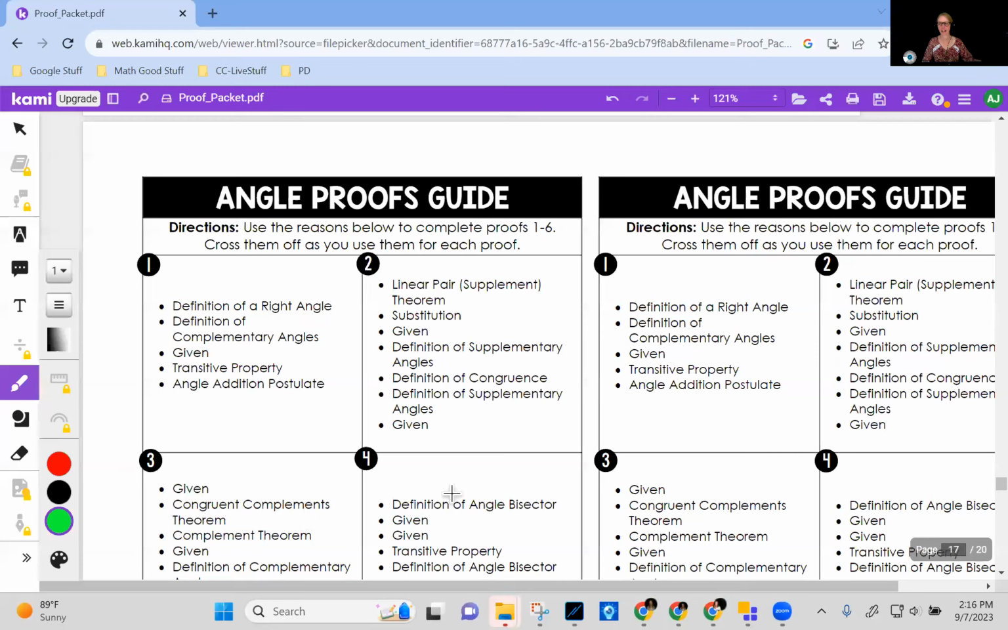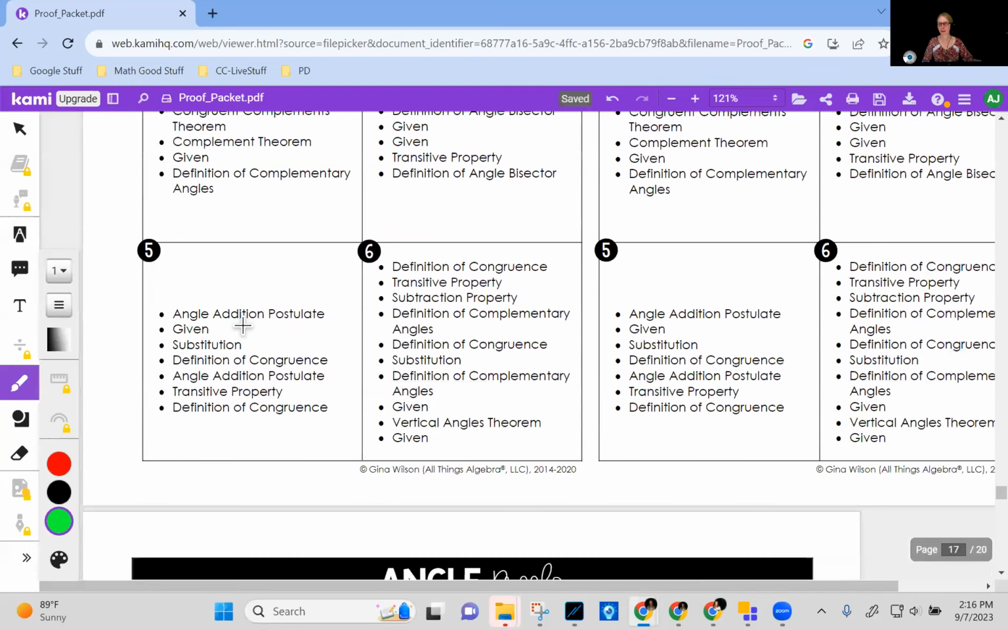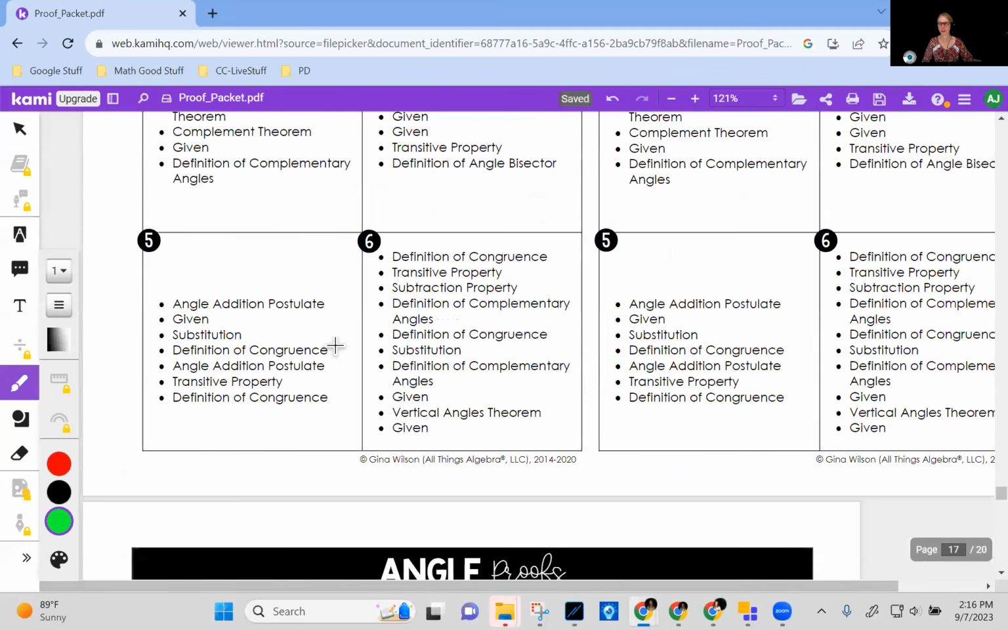Alrighty, so just like we did last time, we're going to do these angle proofs, and we have a guide here. Again, you don't need to worry about this one, but this side is going to help you for the first 6, and I'm going to do the first 2 with you.